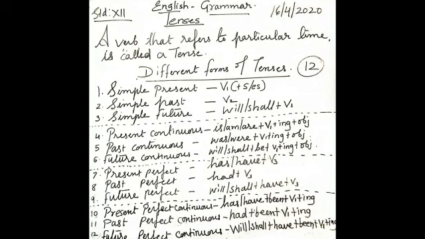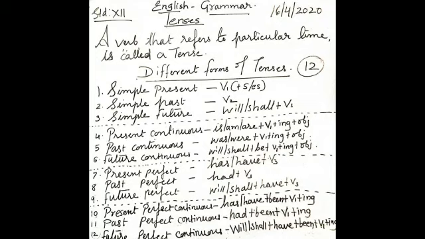Let me read out the chart as I have shared on the video. First is simple present tense, second is simple past tense and third is simple future. Fourth, present continuous, it is also called present progressive. Fifth is past continuous, it is also called past progressive. Then future continuous, or you can call it future progressive.